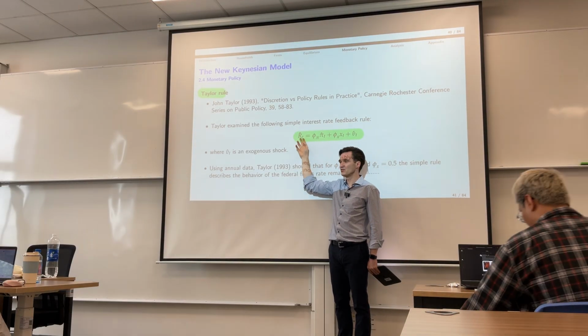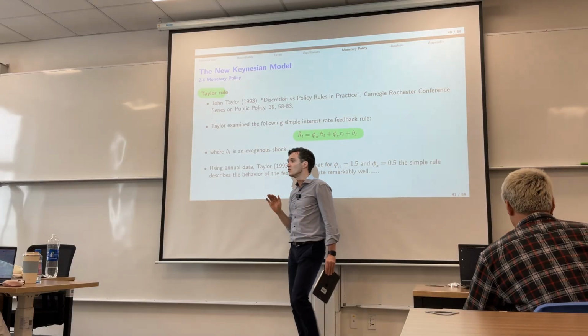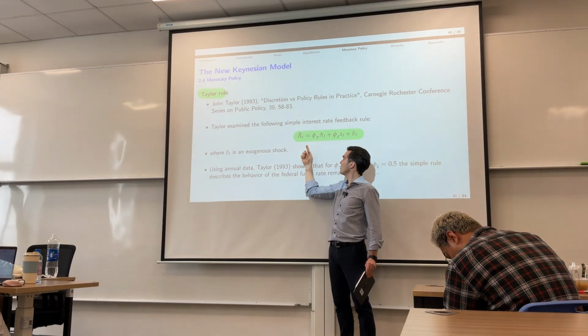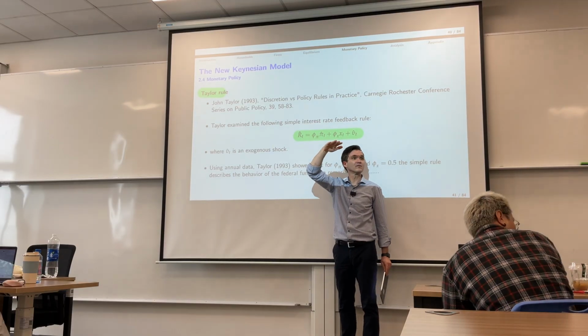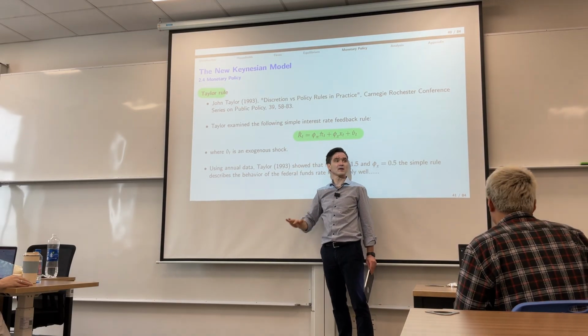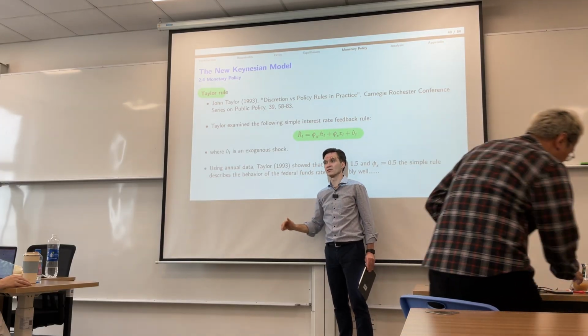So that's nothing else than just thinking that the central bank is going to step on the brake. When inflation gets high, the central bank raises the nominal interest rate. It's trying to do that to slow down economic activity, to slow down inflation.